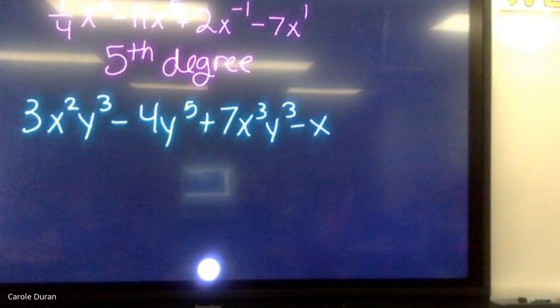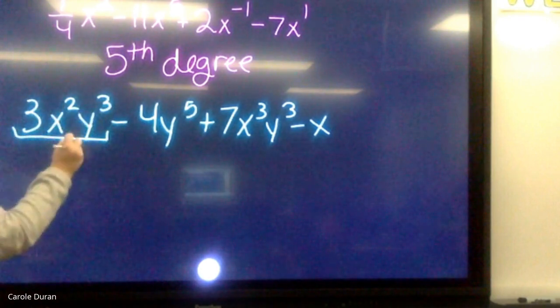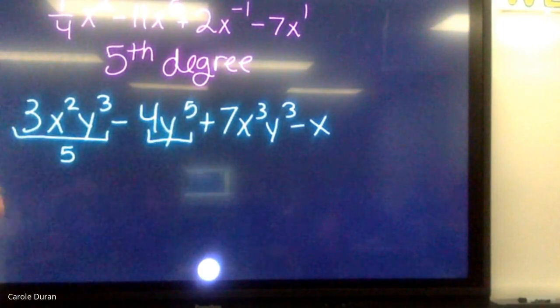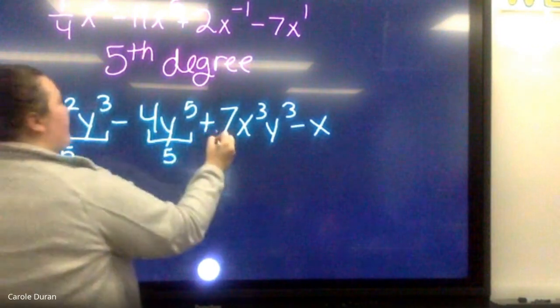It's actually not. So when we have variables connected by multiplication, I'm no longer looking at a single exponent. I'm looking at the sum of the exponents for each term. So on this term, 2 and 3 add together to get 5. On this term, I just have one variable, so that's going to be a degree 5 term. What about this term?